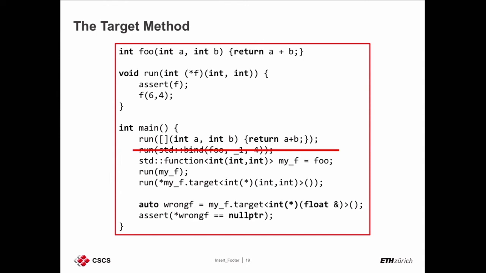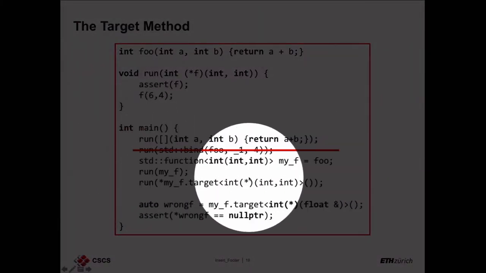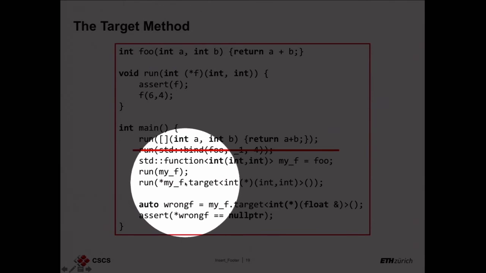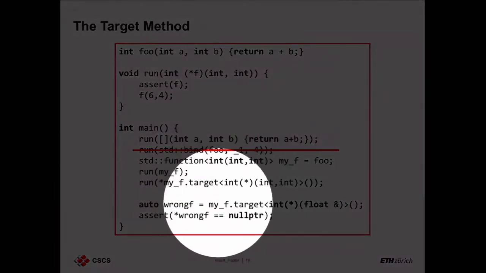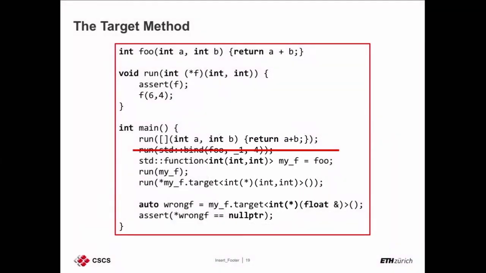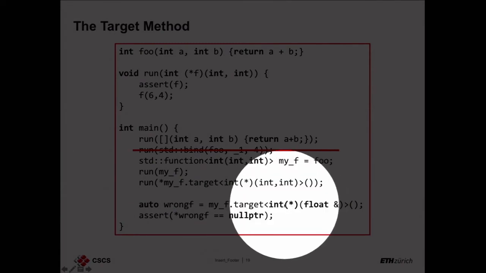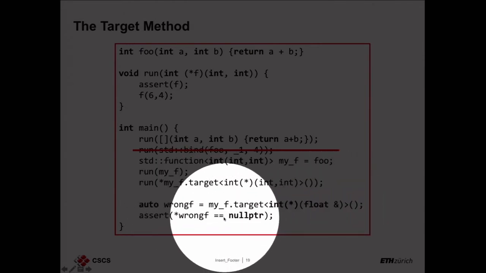But you can do std::function. You can have the foo, and then you can run myf, and myf is a std::function, and then you can retarget your function to actually be a function pointer of a certain type. So you can take a std::function and make it look like something else. But if you retarget in the wrong way, so if I retarget myf with a function that returns an integer and takes a float by reference, this will become just a null pointer.